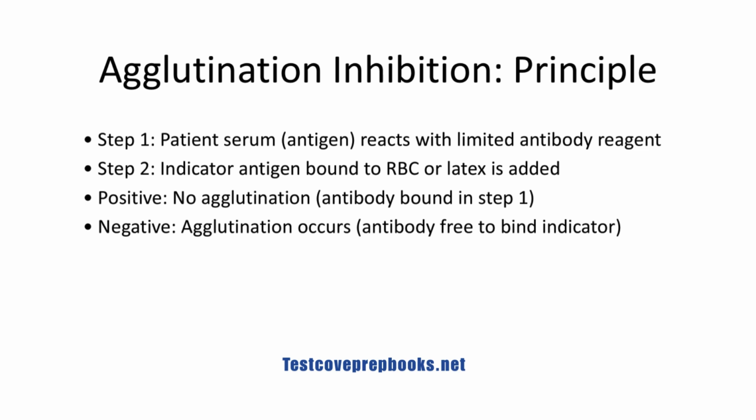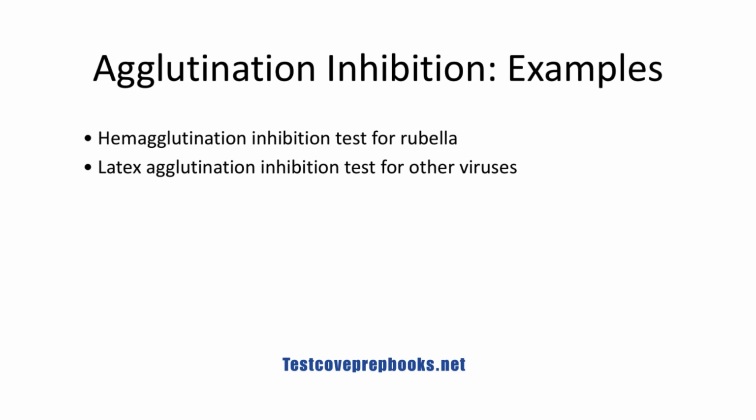On the other hand, if the patient does not have the antigen, the antibodies remain free and react with the indicator, producing agglutination. This is considered a negative result. Common examples include the hemagglutination inhibition test for rubella and latex agglutination inhibition tests for other viral infections.